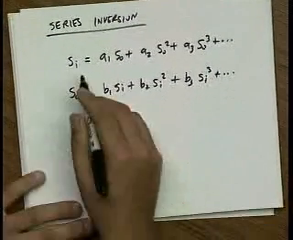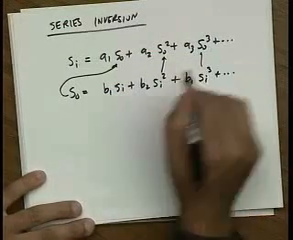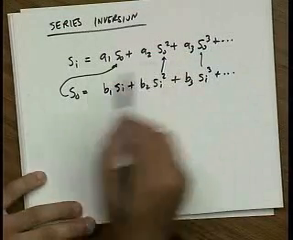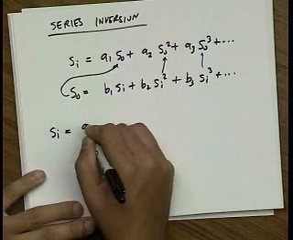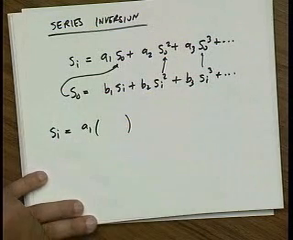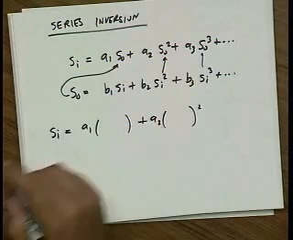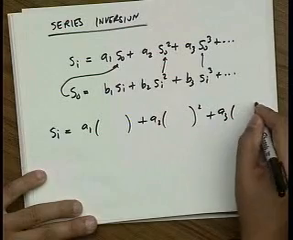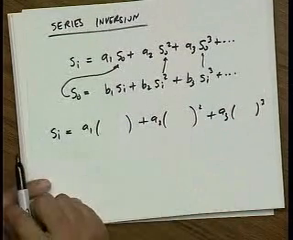What I can do is I can now just plug this into this equation and make sure that the equation is satisfied. So I just say that S input is A1 times this whole expression plus A2 times this whole expression squared plus A3 times this whole expression cubed, right? And then I just need to make sure that the equation is satisfied.